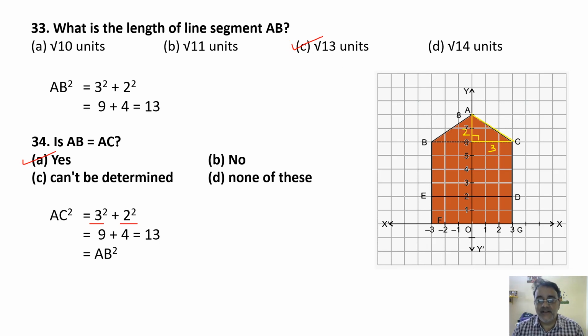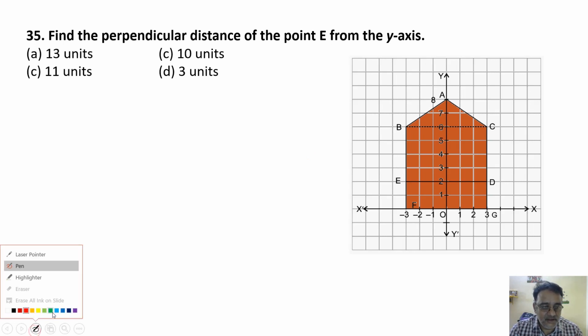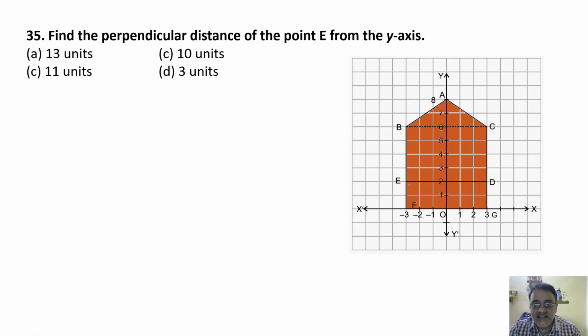No, sir. Right. Next question. Find the perpendicular distance of point E from the y-axis. Wait a minute, let's use green, right? See, what is the distance of E from the y-axis? 3 units, right? Perpendicular distance. So the correct option is D.